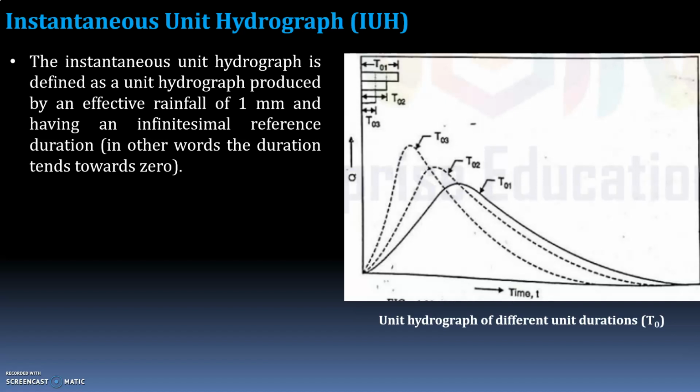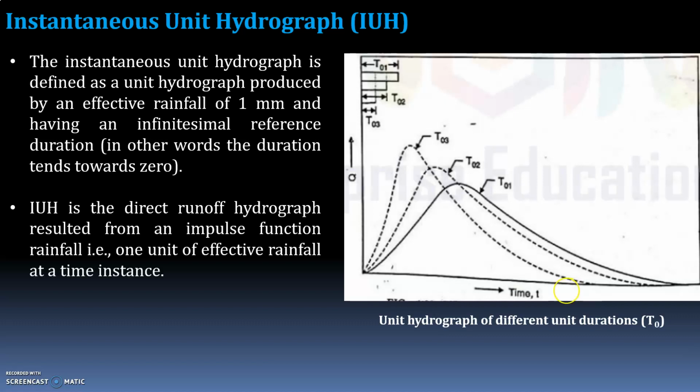Theoretically, the shortest unit duration is 0. If the duration of the rainfall excess becomes infinitely small, the resulting unit hydrograph is called instantaneous unit hydrograph. Thus, instantaneous unit hydrograph is a fictitious conceptual unit hydrograph which represents surface runoff from the catchment due to an instantaneous precipitation of rainfall excess volume of 1 centimeter.